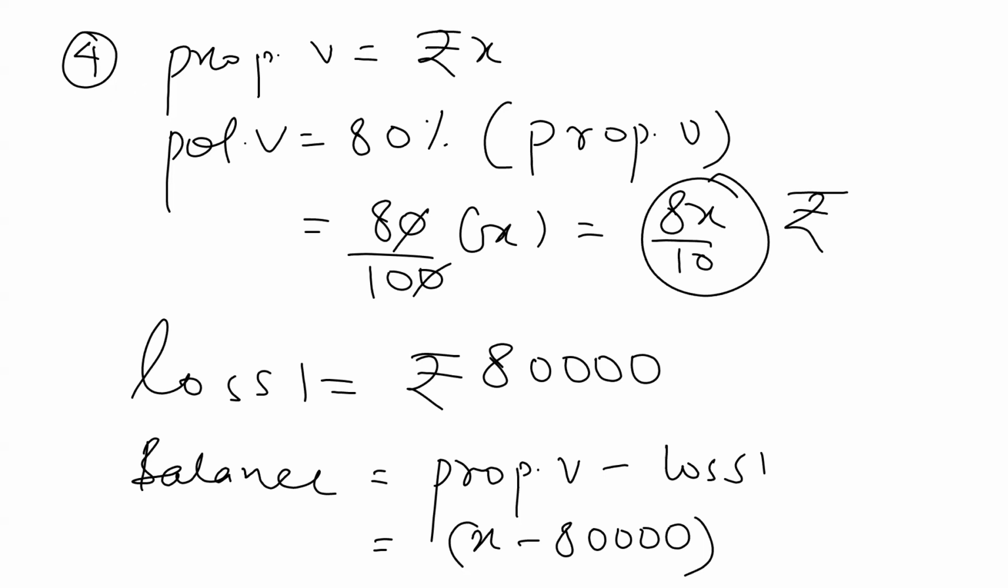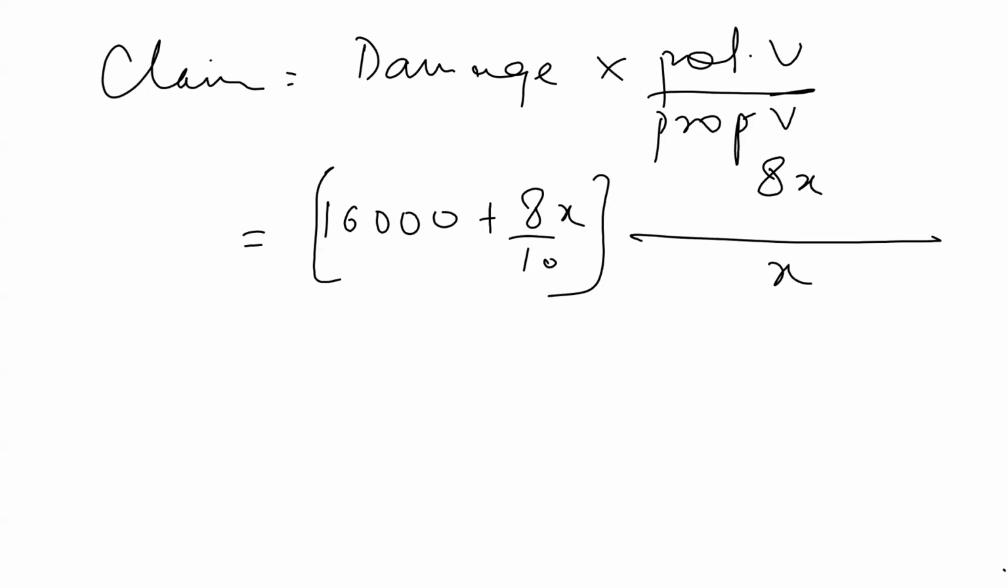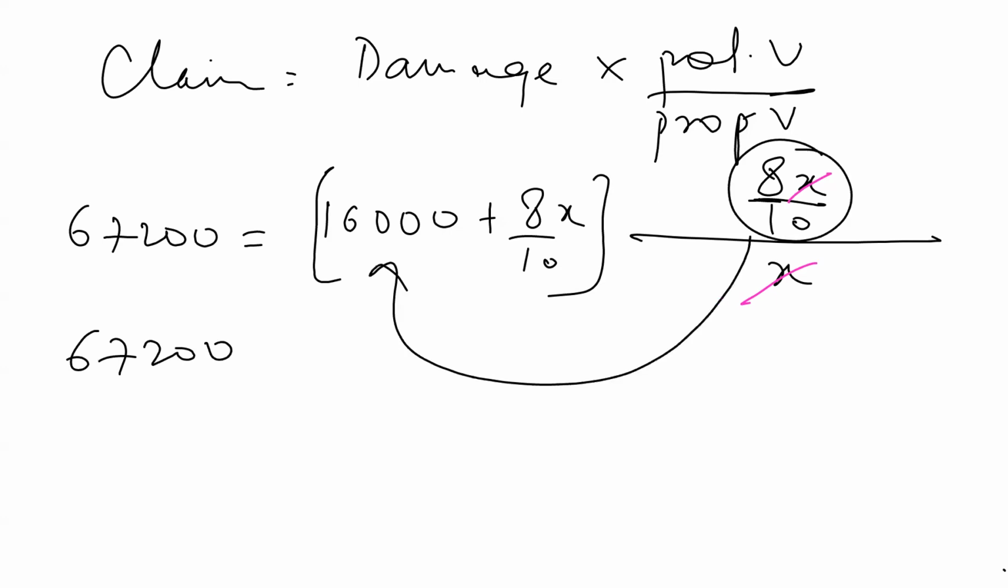So this is 8x by 10. Here X will get cancelled. And the claim amount is given in the problem. The claim amount, that is the compensation amount, is 67,200. So I will just write it over here. So 67,200, I'll multiply this 8 by 10 to both the terms. Or else I'll just write one more step so that you are not getting confused.